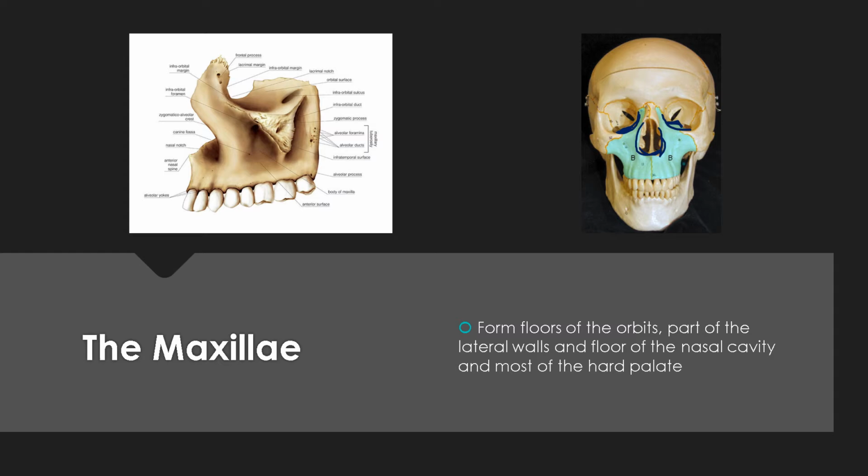The hard palate is going to be the bony roof of the mouth. Now it's formed by the palatine processes of the maxillae and the horizontal plates of the palatine bones. The hard palate separates the nasal cavity from the oral cavity.